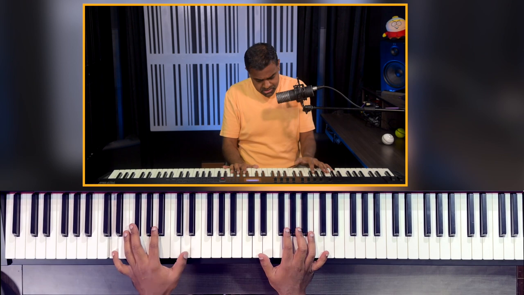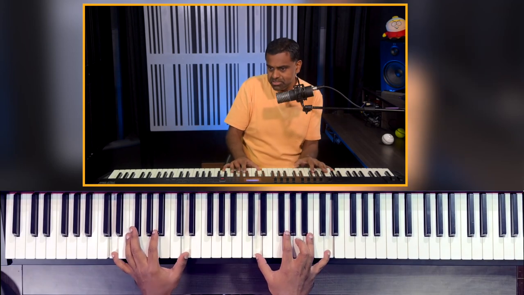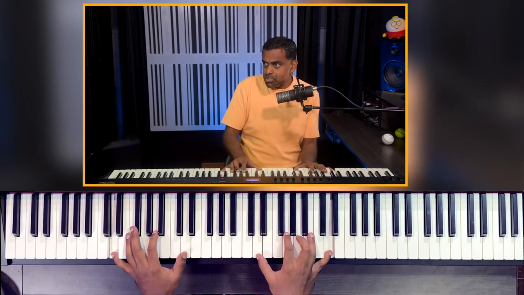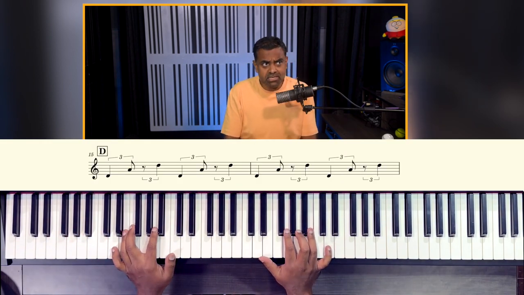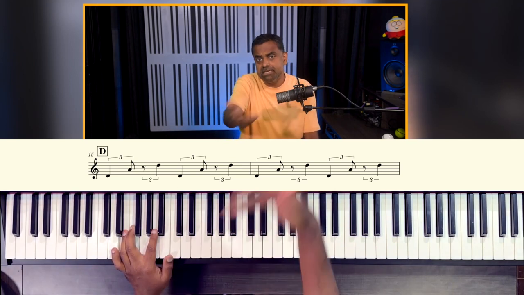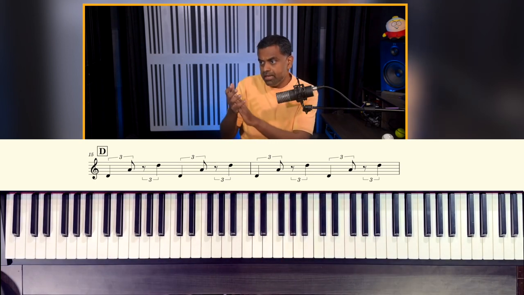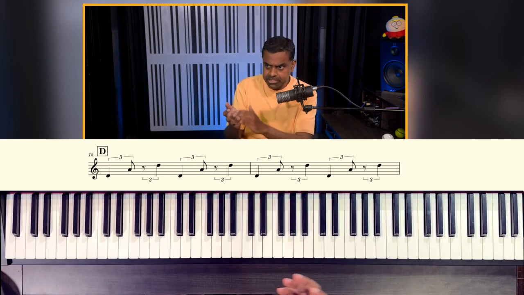If I maintain a pulse, 1, 2, 3, the right hand's going 1, 2, 3, 1, 2, 3, 1. So it's almost a 3 against the normal 2, which is going on in my other hand. But actually speaking, these are quarter note triplets. A quarter note triplet is nothing but an eighth note triplet with every alternate beat as a rest. So 1 and a 2 and a 3 and a 4 and a 1 and a 2 and a 3 and a, that's how you count it.